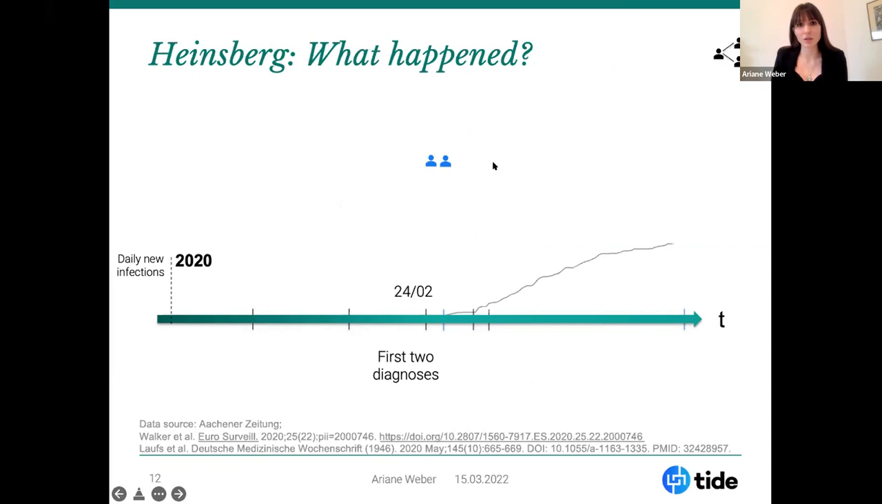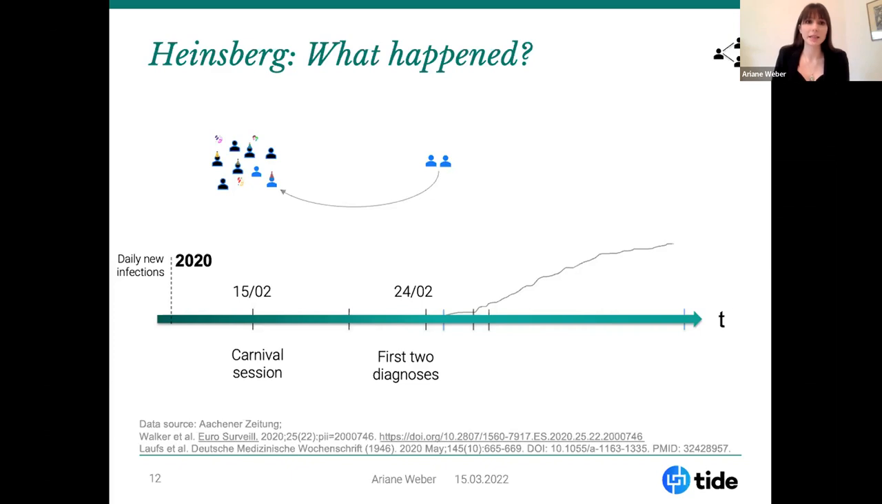And this started on the 24th of February with the first 2 diagnoses being made. The first 2 diagnoses were a couple that was already symptomatic for at least 7 days, however, had 9 days prior to the diagnosis attended a big carnival session. And this happened on the 15th of February. This carnival session was very quickly taken to have been a potential super spreading event, with the subsequent street carnival happening in the region, facilitating then the further spread of the disease in the whole population.